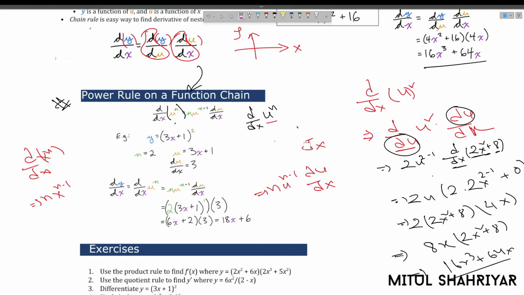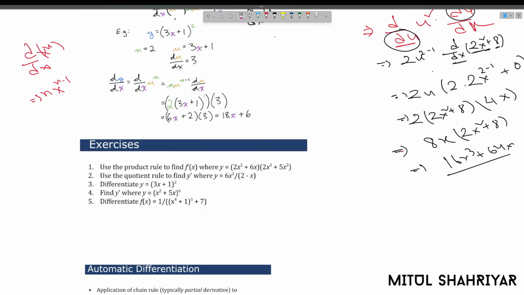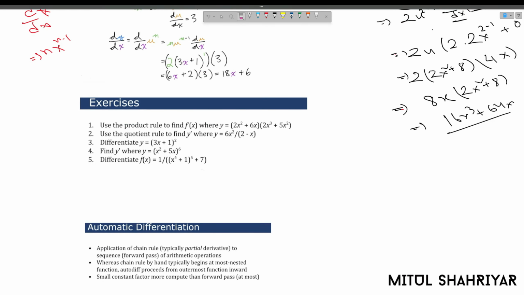So yeah, that's how it came up. So simple as that. This is the thing, and we have a practice for you. You can just practice, have an exercise from here.